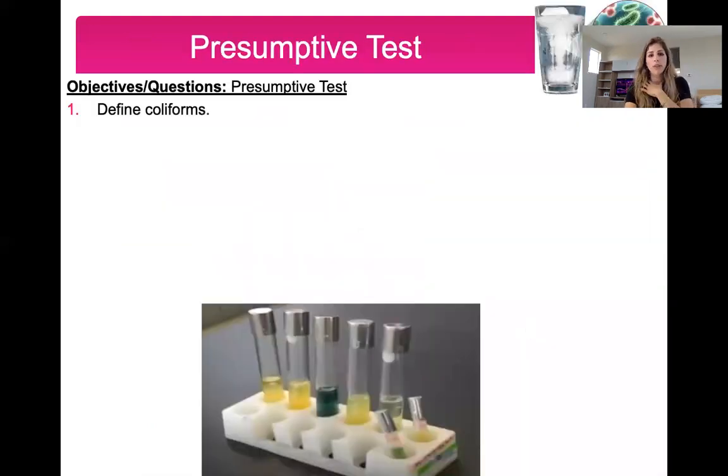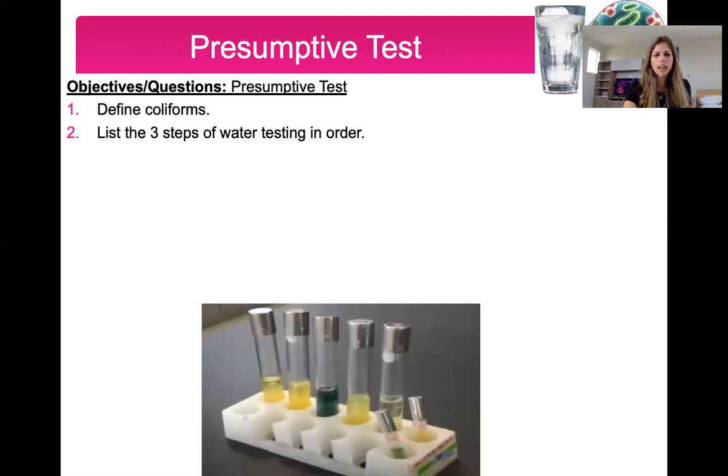So what I want you to know for the presumptive test is I want everyone to be able to define what coliforms are. I want that big definition for you guys to know that they're facultative, anaerobic, gram-negative rods, that when they ferment lactose, they produce acid and gas at 35 degrees Celsius when they're fermented for 48 hours. This is the 3 steps of water testing. So we went through that.